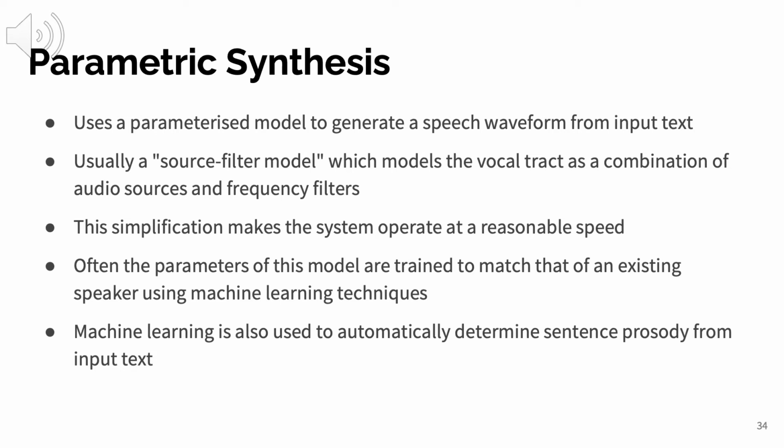And this simplification makes it work reasonably quickly. And often these parameters will be trained using machine learning to match an existing speaker. So if we had a model with parameters that we could manipulate, and then we had audio from an actual speaker that we wanted to match, you can imagine some sort of adversarial approach where we're saying, okay, let's tweak this, let's tweak that, to try and mimic the output speech as closely as possible.